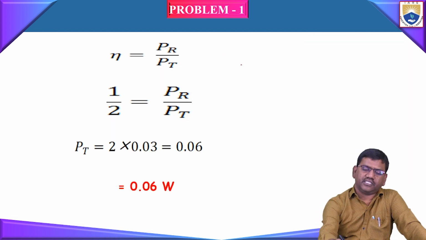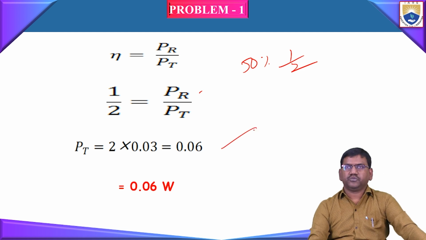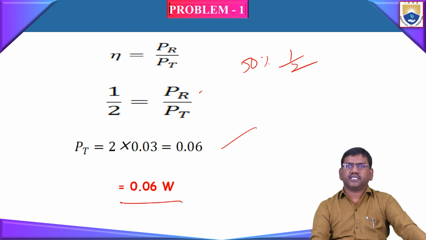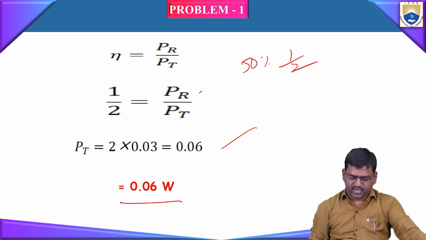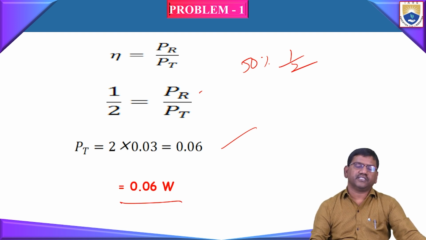As we know that the efficiency is given as 50%, 50% means it is 1 by 2. So 1 by 2 is equal to PR by PT, so the power transmitted is 2 into 0.03, which is equal to 0.06 watts. So the power transmitted by the transmitting antenna is taken as 0.06 watts. Like this, we need to find the amount of power transmitted or received by the receiving antenna based upon the polarization of the antenna. We need to know whether the antenna is vertically polarized or horizontally polarized, and appropriately those formulas must be used to determine the value of field received by the receiving antenna.